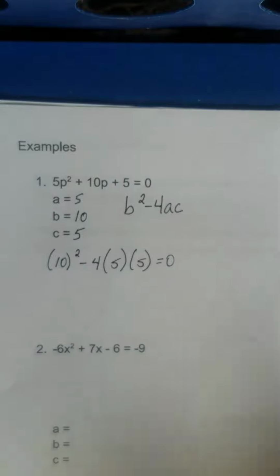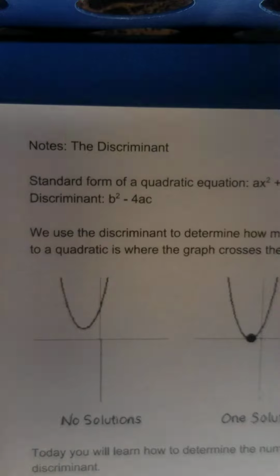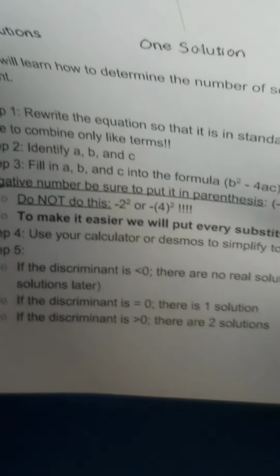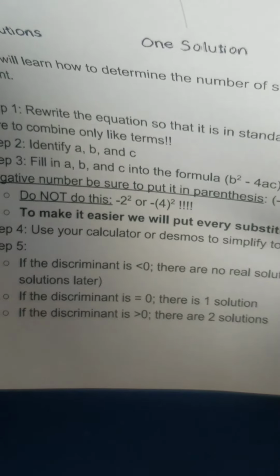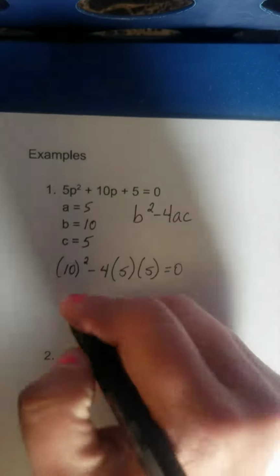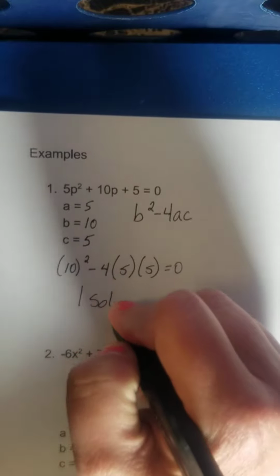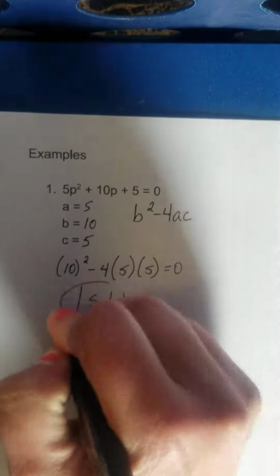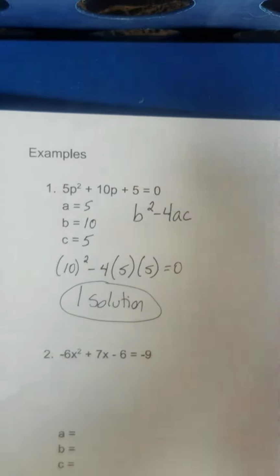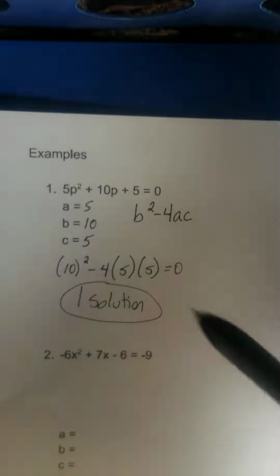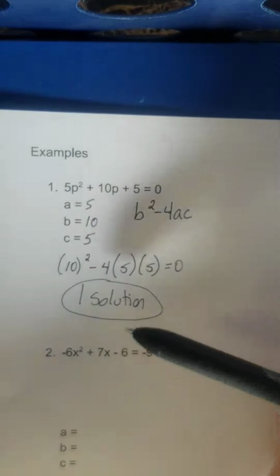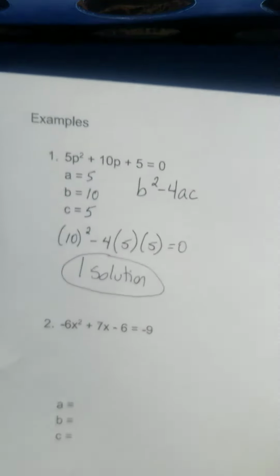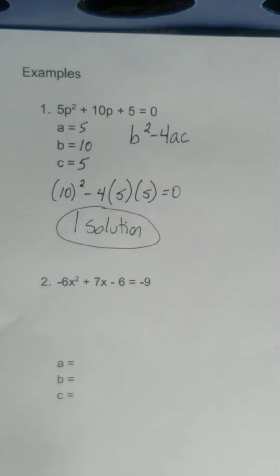And if I go back to the other page, I need to see what 0 gives me. It says if the discriminant is 0, there is 1 solution down there at the bottom. So the discriminant was 0, so therefore there is 1 solution. This is your final answer. These are all the steps I expect to see when you get to the classwork. I expect you to identify A, B, and C, write the substitutions, plug in your calculator, and then give me a final answer. Go ahead and pause the video and see if you can do the second one.